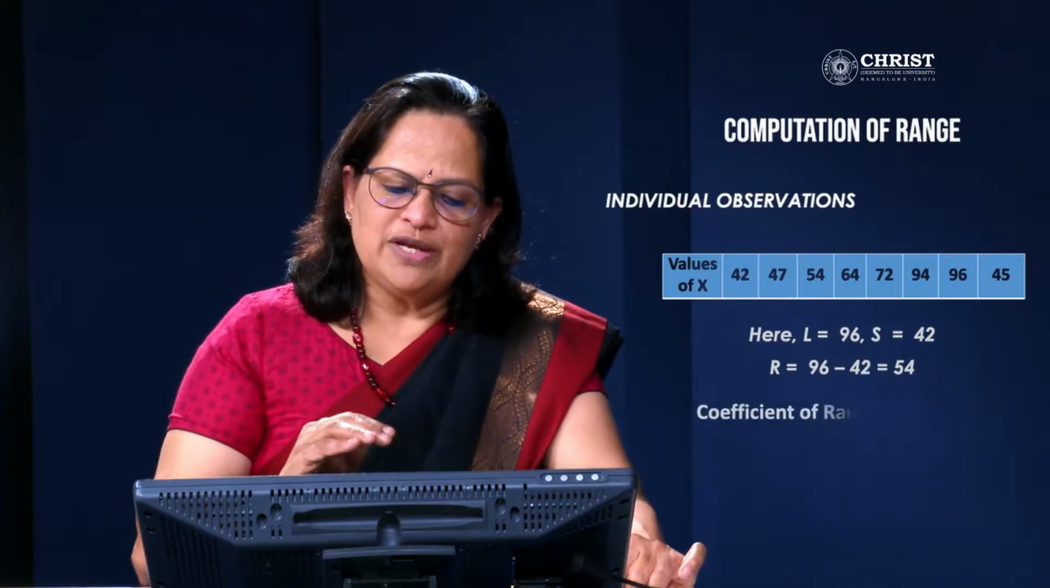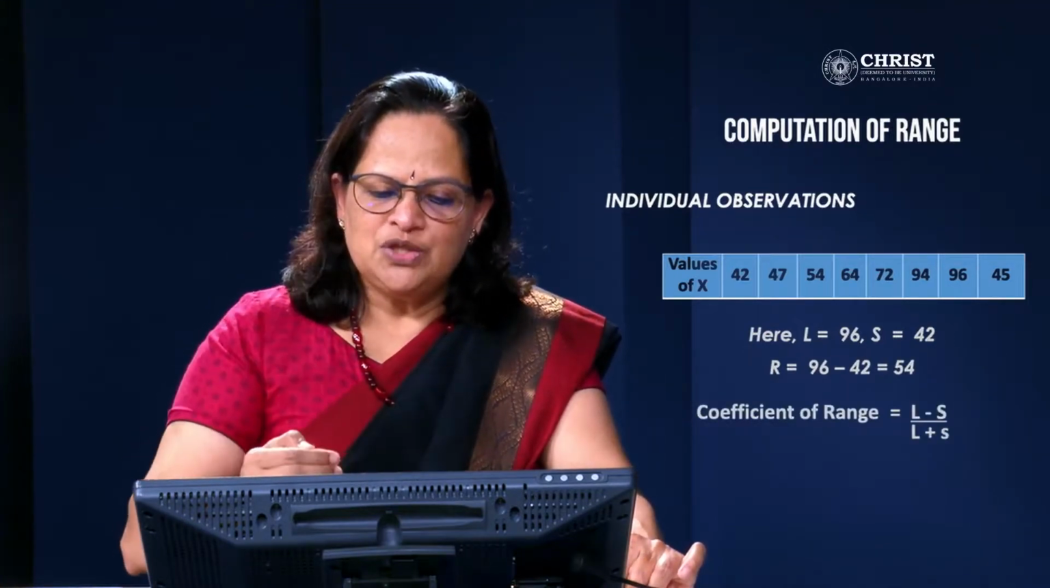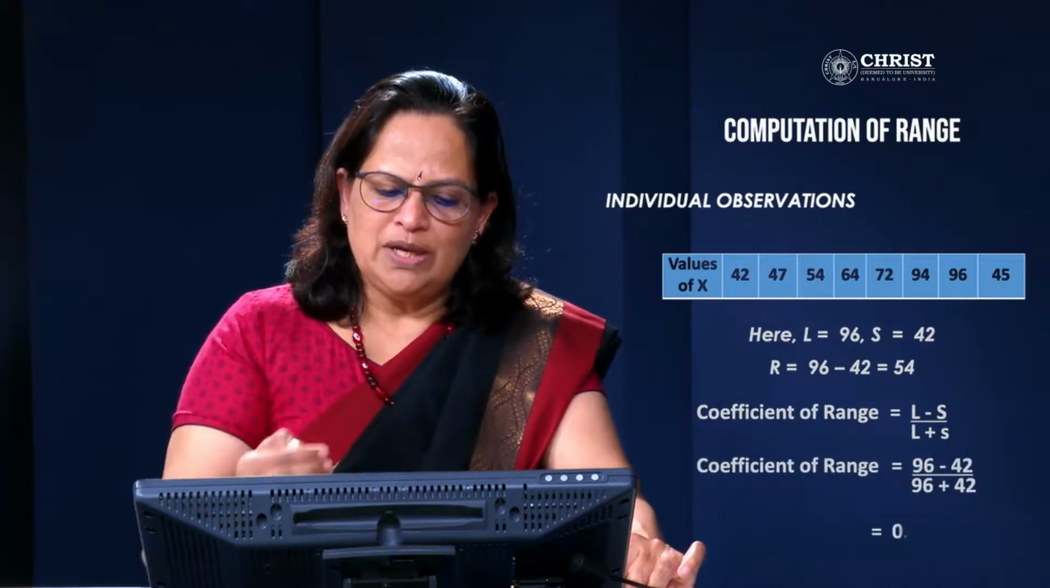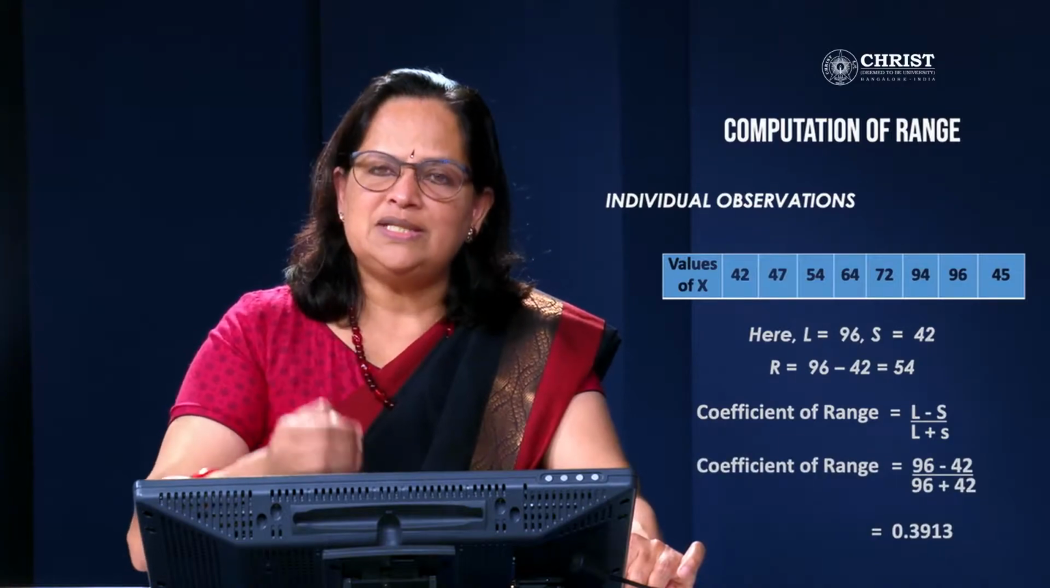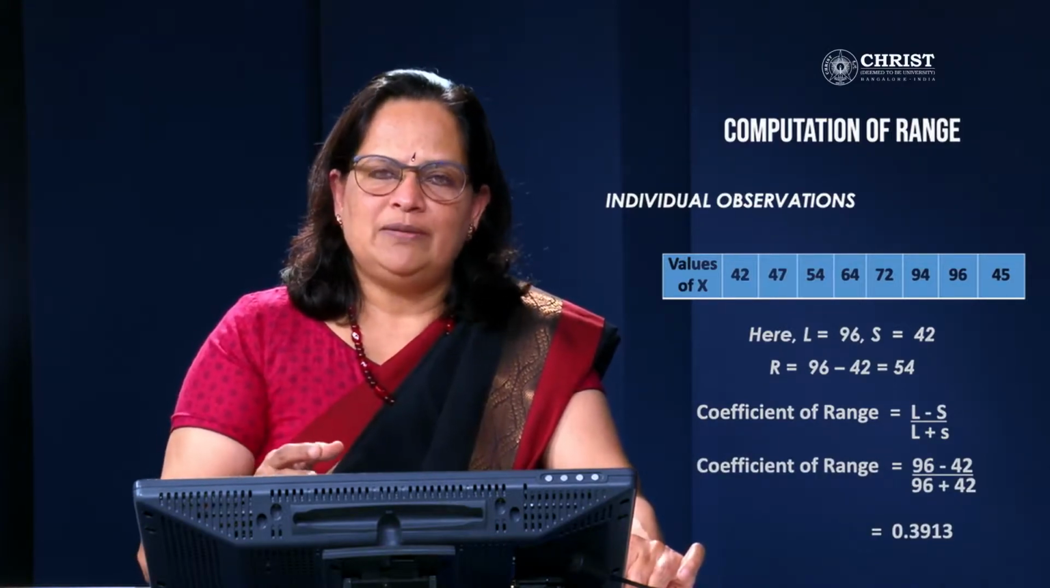Now the coefficient of range is L minus S divided by L plus S. We can substitute the values in the equation. Coefficient of range is equal to 96 minus 42 divided by 96 plus 42. So that is 0.3913.